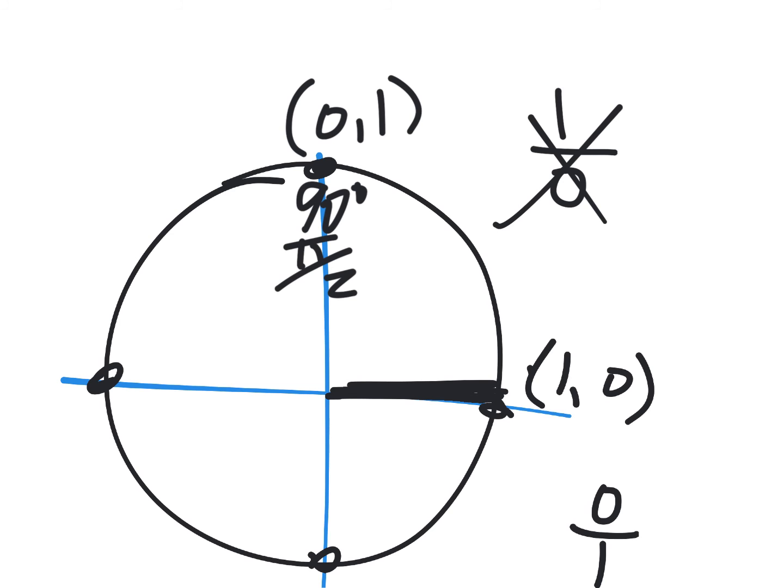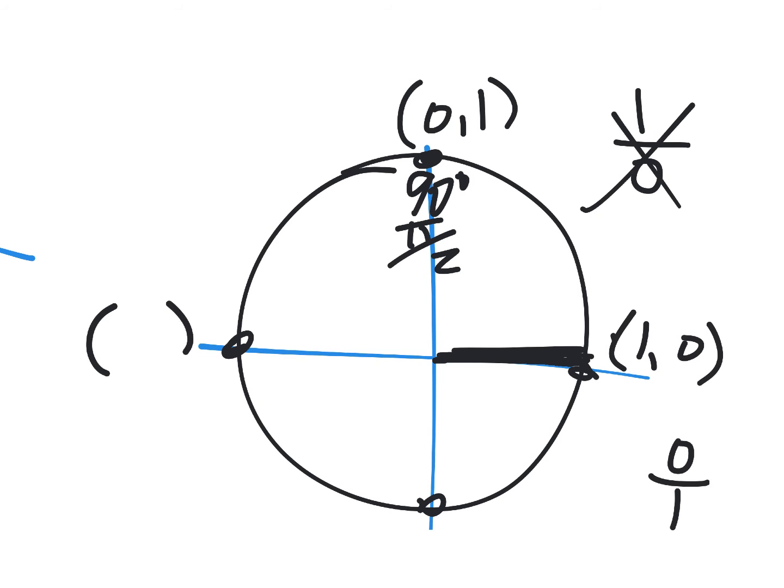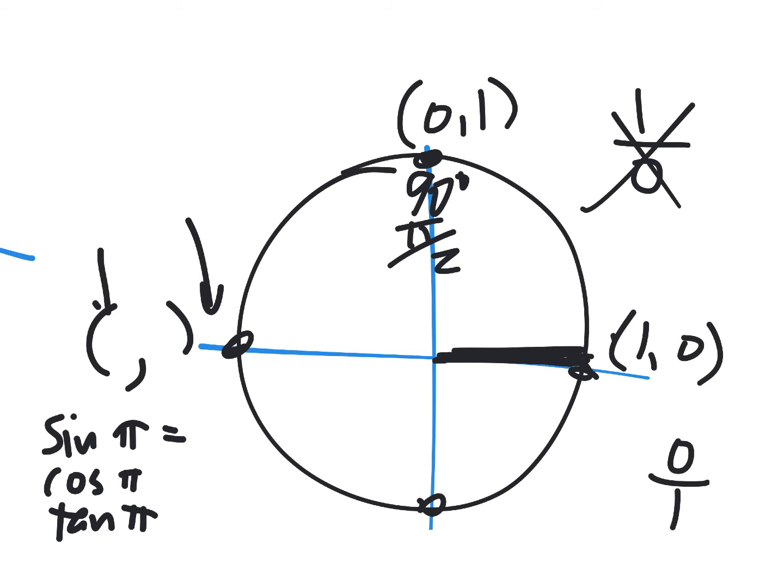Okay, so here's another point, except I'm not going to say it. Would you please tell me what the sine and the cosine and the tangent of pi are? Why didn't you say 180? Because pi is 180. What's the sine of pi? If you know what this point is, then you know what to put here and here, and you should know the answer. What's cosine? What's tangent?